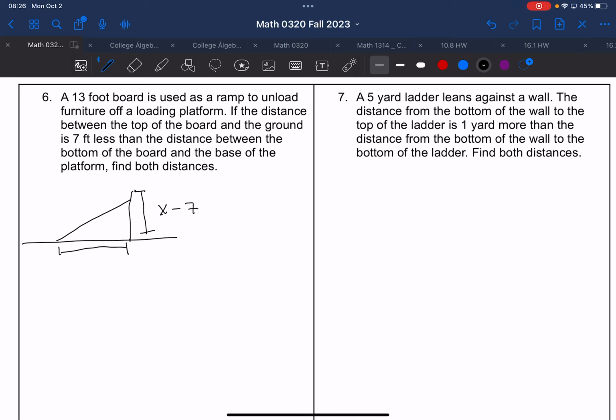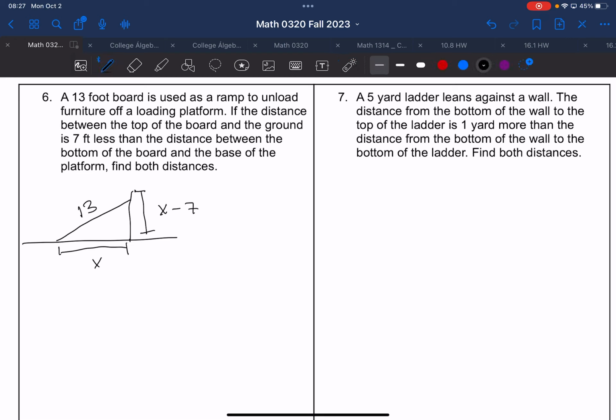And it doesn't tell us anything about the bottom except that there's a distance there. So what would that distance be represented as? Just x, right? Because this distance here said the bottom distance minus 7. So the bottom distance we're labeling as x, so there just has to be an x here, an x here. We're going to have the same variables, just one of them is being manipulated. And then how long did it say this board was? 13. So that 13 goes here.